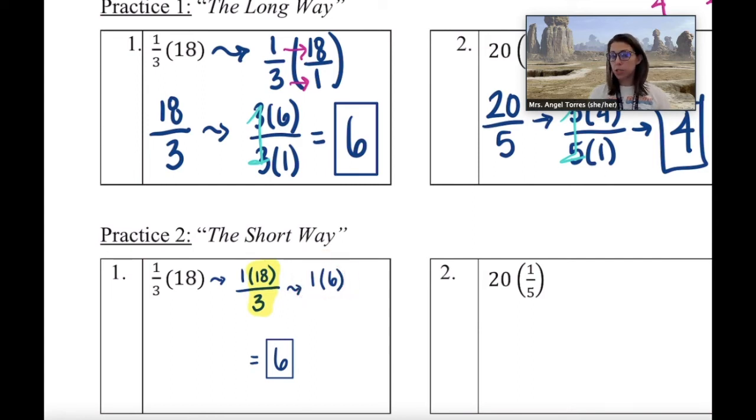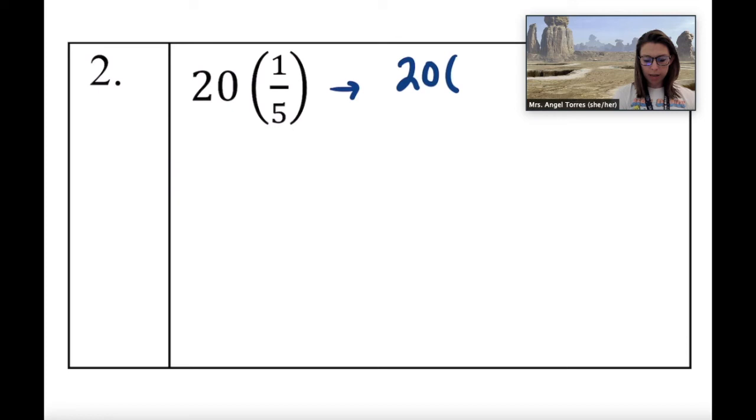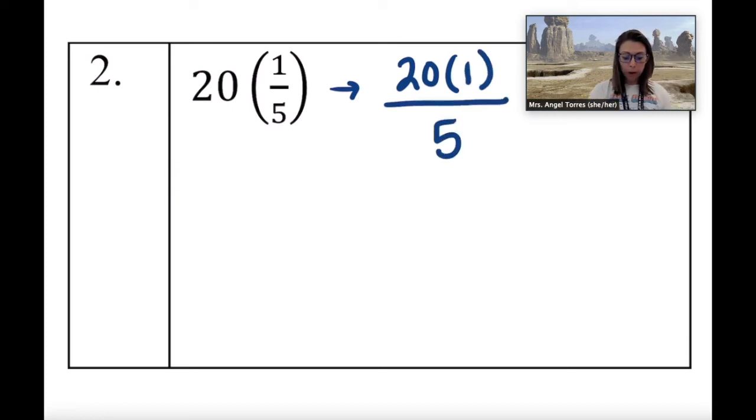Let's take a look at number 2. So we're going to start by putting our multiplication in the numerator. That's going to be 20 times 1 divided by 5. Now here's the cool part. Where's the quotient? I see it right here, 20 divided by 5.